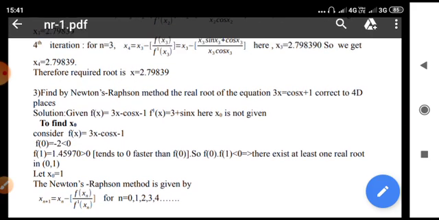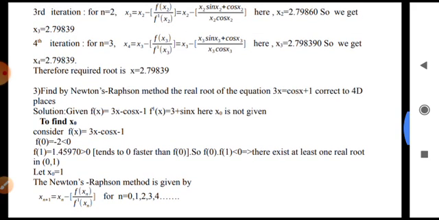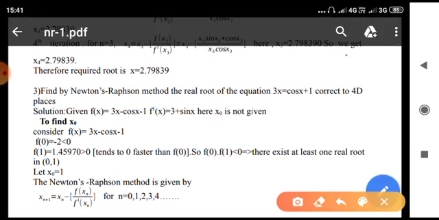Find by the Newton-Raphson method the real root of the equation 3x equal to cos x plus 1, correct to 4 decimal places. So we write f of x as 3x minus cos x minus 1. F dash of x: derivative of 3x is 3, derivative of cos x is minus sin x, and there is already a minus one here, so minus of minus becomes plus. F dash of x is 3 plus sin x.